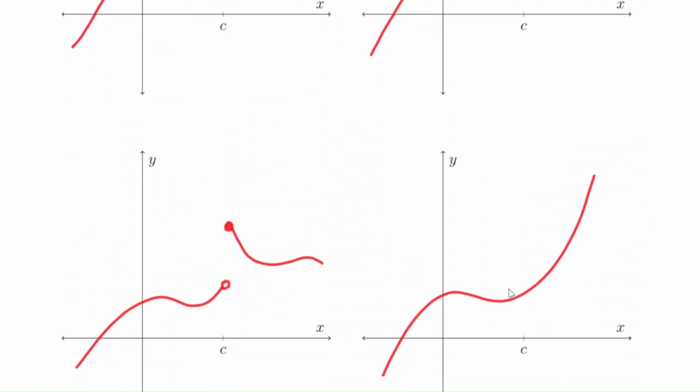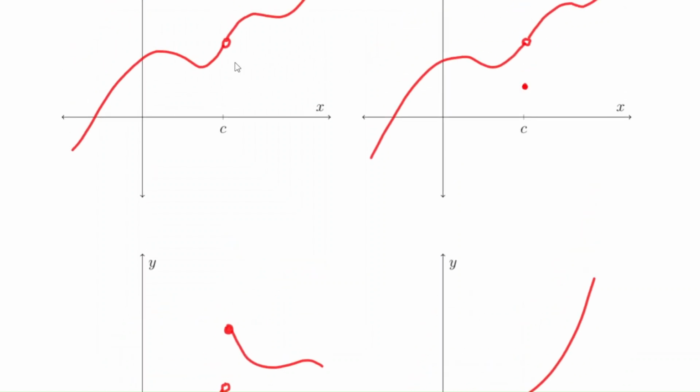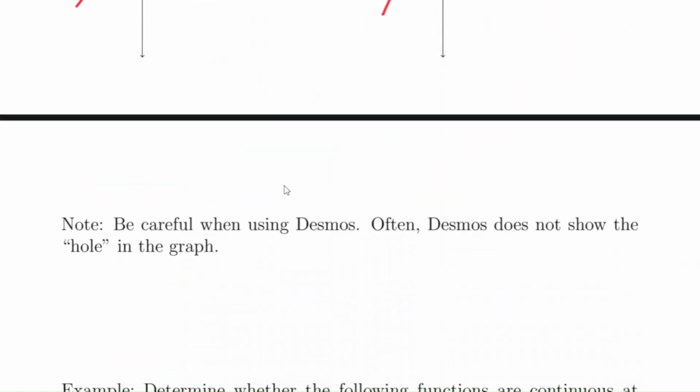Now, what about this one? Yeah, this is continuous. There's no issues. f of c is defined. It's this value right here. The limit as x approaches c exists. It's also that value. And so this function is continuous. Notice we can draw it without lifting up our pencil. Here we have a jump. Here in these two, we have a hole in the graph. So those are not continuous.